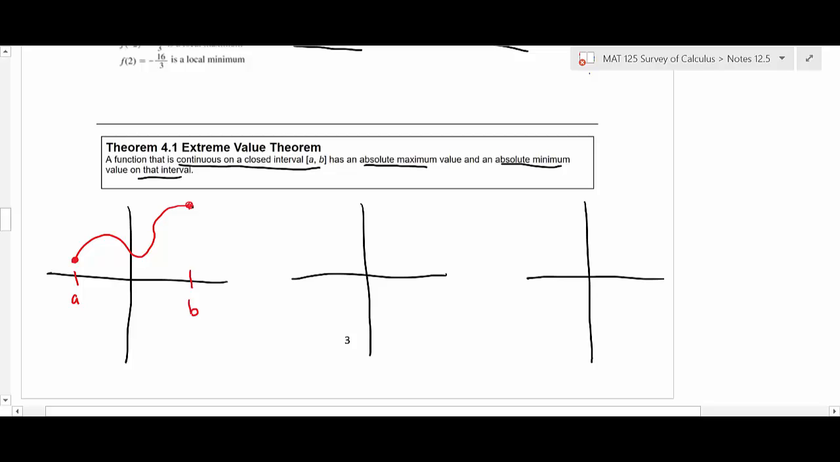But that would be a continuous graph, right? Okay, does that have an absolute min? Yes, right there. Does it have an absolute max? Yeah, right there. Okay, absolutely. So there's your max. There's your min. Okay, let's do another one.